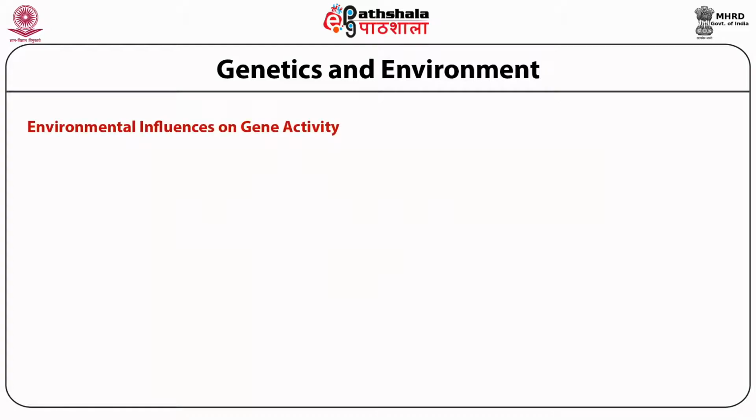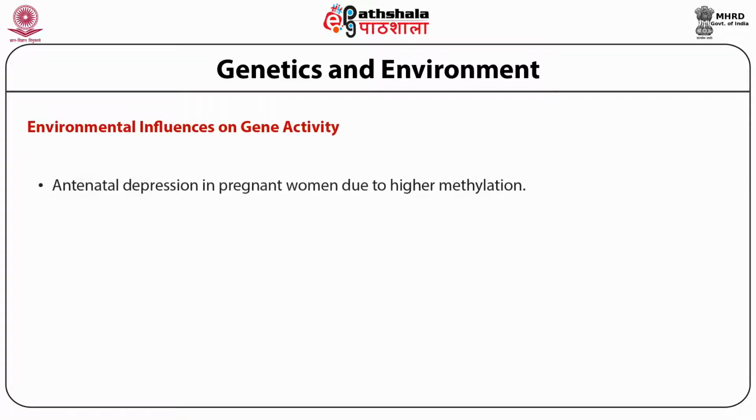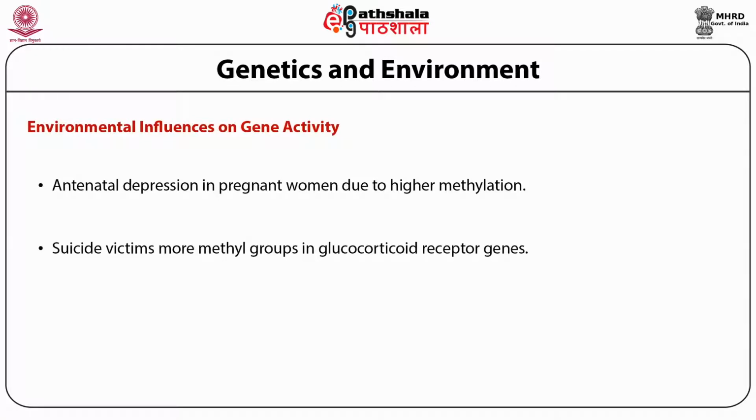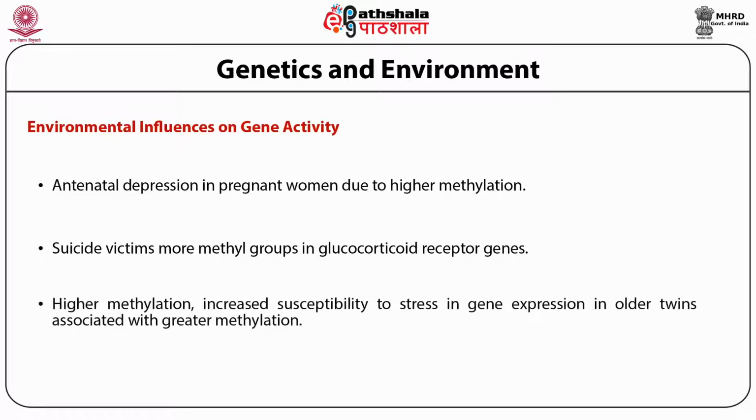Environmental influences on gene activity. Antenatal depression in pregnant women is associated with higher methylation. Suicide victims have more methyl groups in glucocorticoid receptor genes. Higher methylation means increased susceptibility to stress. Gene expression in older twins is associated with greater methylation.